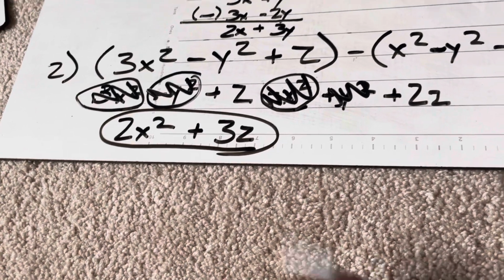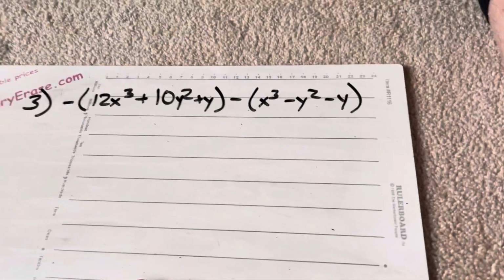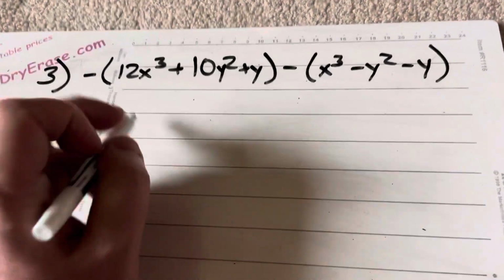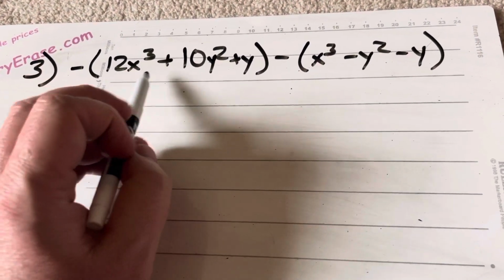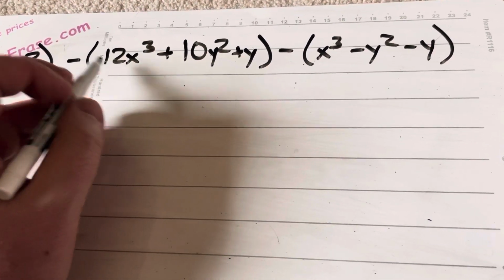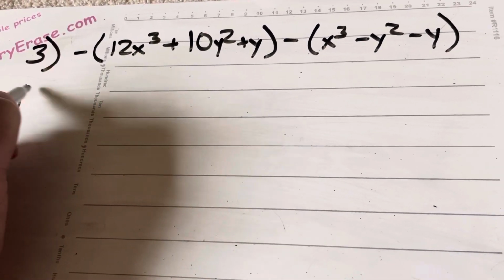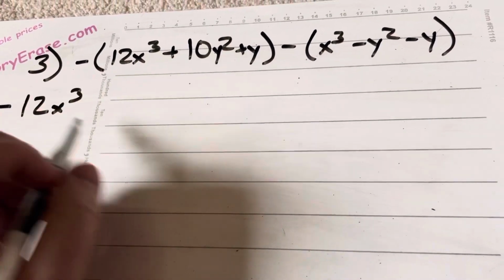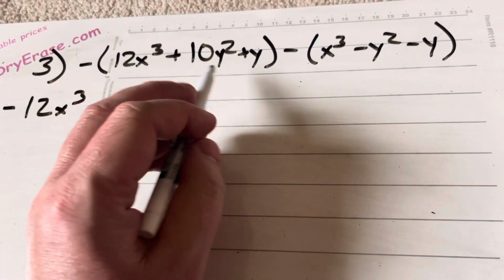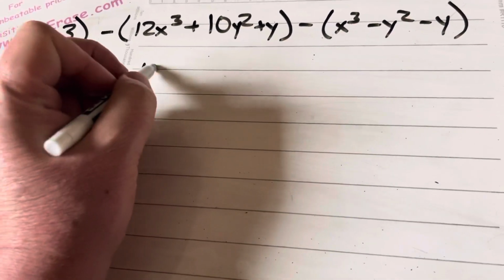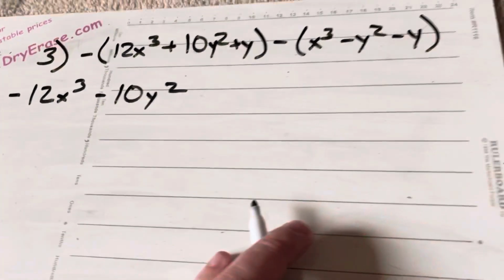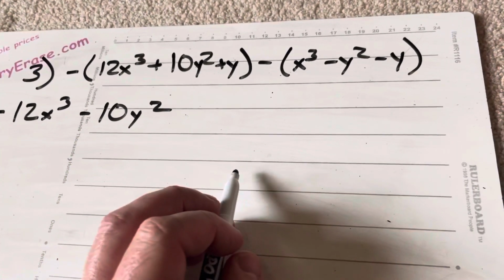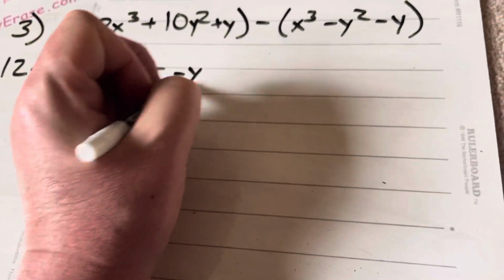Okay? All right, moving right along. Let's look at this last one. Once again, we're going to remove the parentheses. This is a negative 1, so all the signs are going to change. Negative 1 times a positive 12x to the power of 3 is a negative 12x to the power of 3. Negative 1 times a positive 10y to the power of 2 is going to be a negative 10y to the power of 2. Negative 1 times a positive y is going to be a negative y.